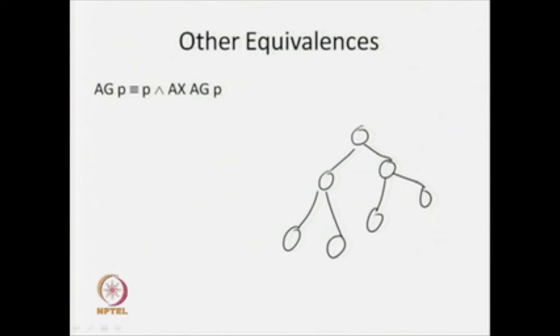Okay. So, the first formula we are saying is A G P. Now, if I have a model, explaining with the help of the model only, then it will be clear to you. Say this is your S. I am going to ask whether in this particular model M, in state S, A G P holds. That means, in all paths globally P must be true. So, I am going to say that this A G P will be true in this particular state if P is true in all those states.